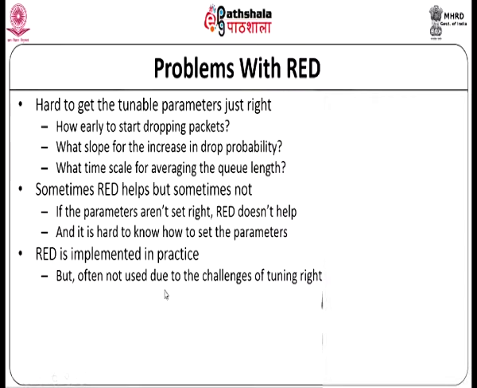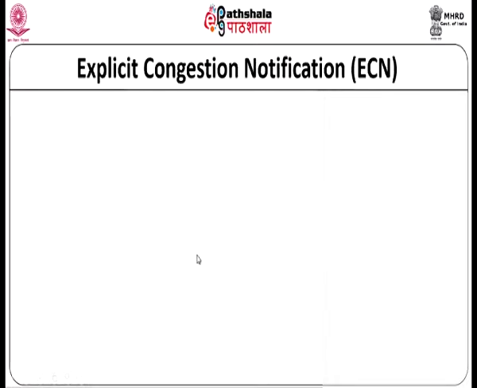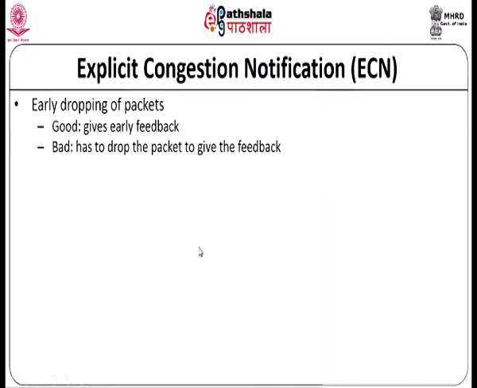So RED is implemented in practice, but it's very difficult to get this tuning right. In fact, there are many variations of RED. We have something called BLUE, we have something called FRED, and so on. So there are other variants of RED that are used. But to solve this problem further, there's another method which is used where we make use of explicit congestion notification. This is also another technique which is supported in routers, and there's also support with respect to TCP and IP in order to do this.